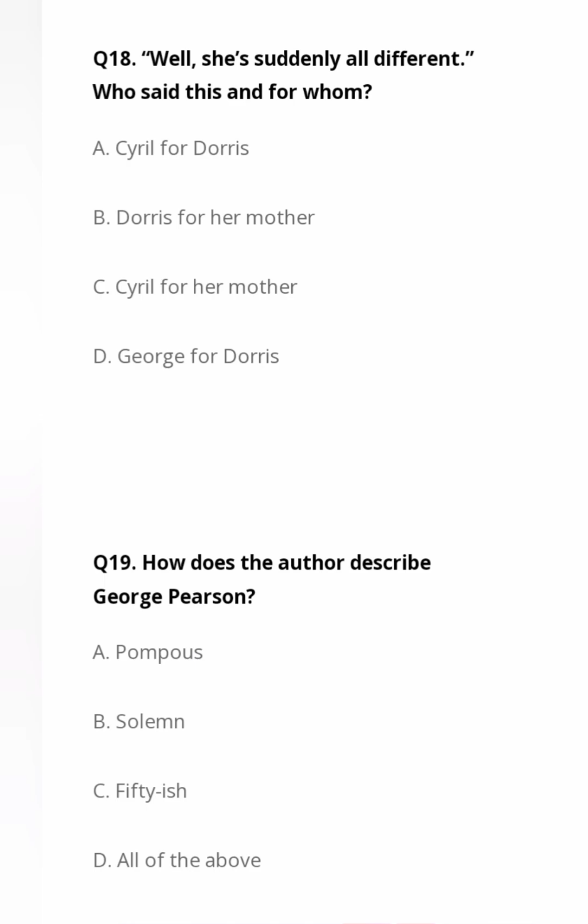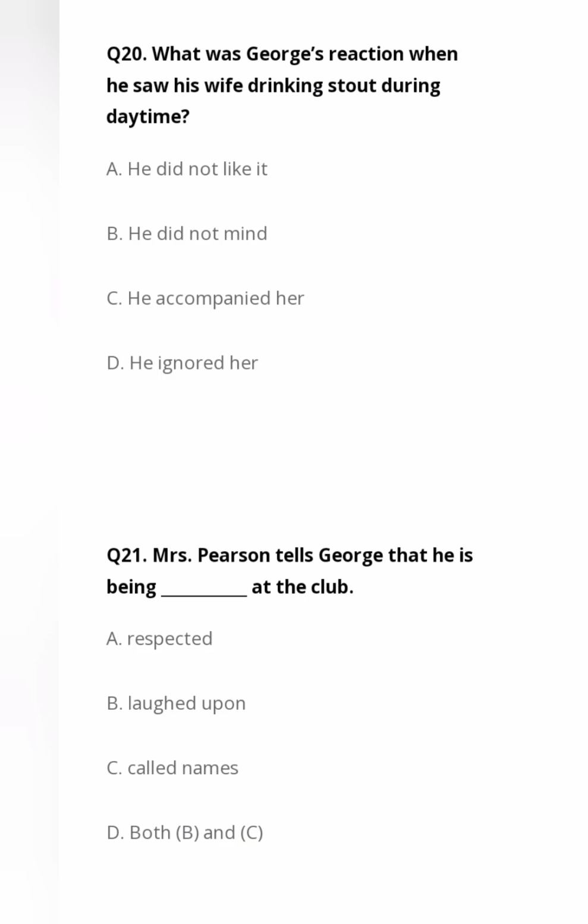And then question number 19. How does the author describe George Pearson? That is option D, pompous, solemn, 50-ish. Okay, so D, all of the above. And then question number 20. What was George's reaction when he saw his wife drinking stout during daytime? That is option A, he did not like it.